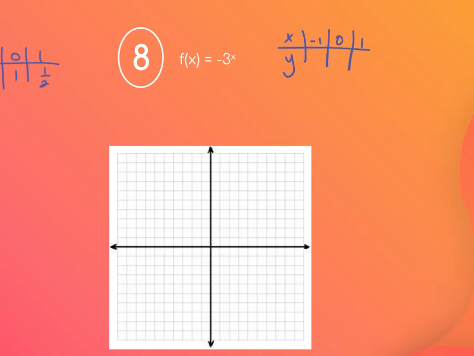Now this is where we get to be really careful, because that negative is not in parentheses with the 3. I'm not raising a negative 3 to a power. I'm raising a 3 to a power and then making it negative. So it's like doing negative times 3 to the negative 1, negative times 3 to the 0, and a negative times 3 to the first.